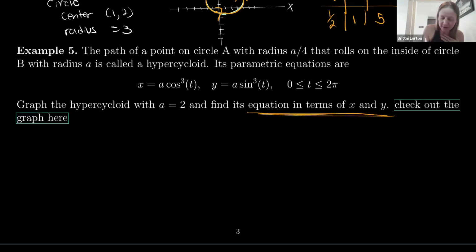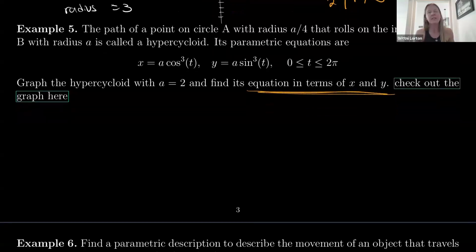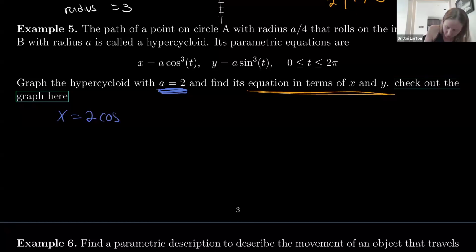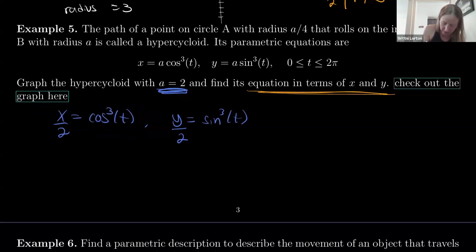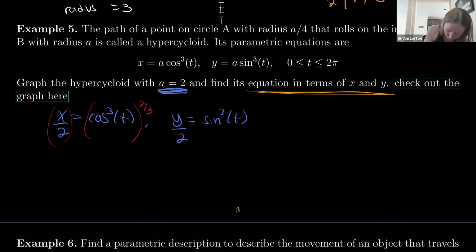I want to find its equation in terms of x and y, which is a fancy way of saying eliminate the parameter. So I'm going to rewrite my equations. First of all, it tells me a is 2. So x equals 2 cosine cubed of t, and y is equal to 2 sine cubed of t. I could divide both sides of each of those equal signs by 2 to try to isolate my sines and cosines, and so I'll do that. The other thing that I can do is raise both sides of an equation to the power of any number I want. I can square both sides. What I should do, though, is raise it to the power of 2/3.